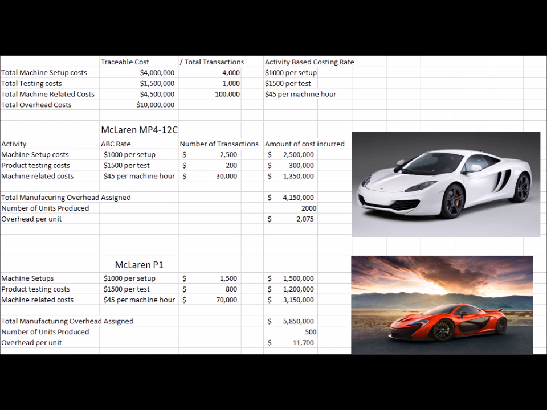After tracing these amounts, we can divide them by the total number of times that these actions were completed to find out the total overhead costs for each one. After that, we must multiply the rate by how much that cost driver used and add them to find total manufacturing overhead assigned to them. And then finally, the overhead per unit.